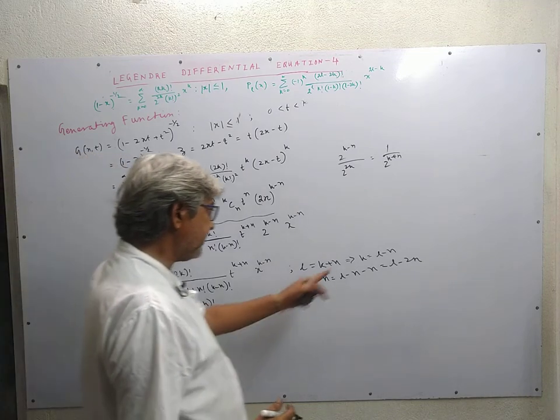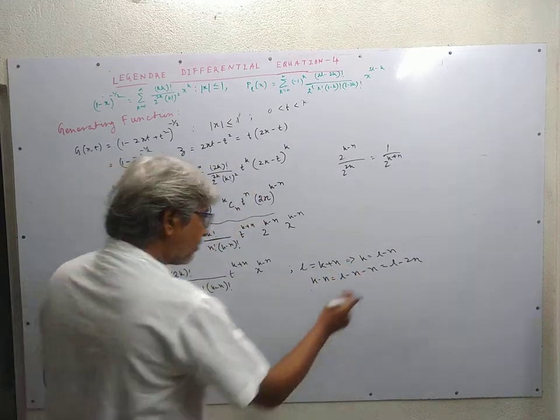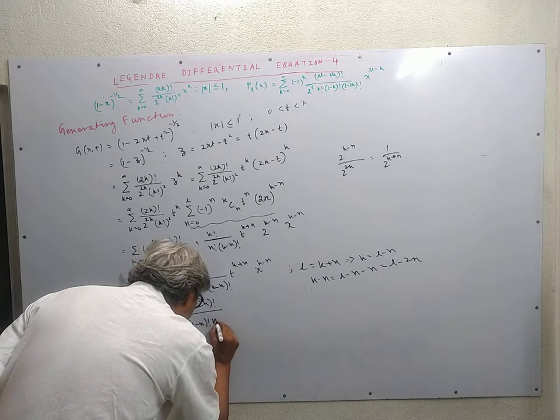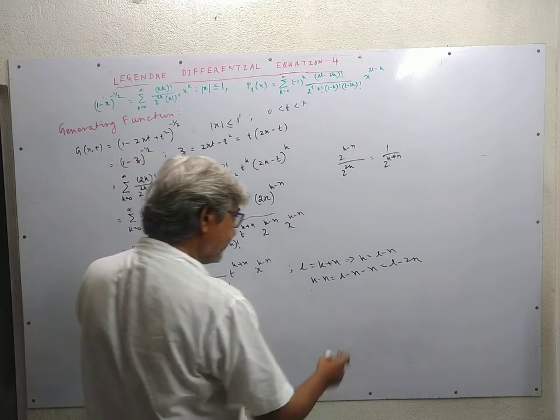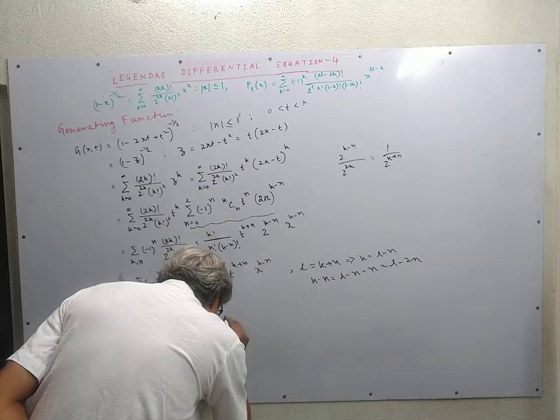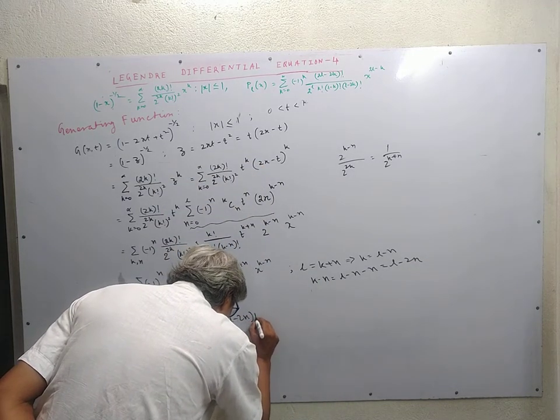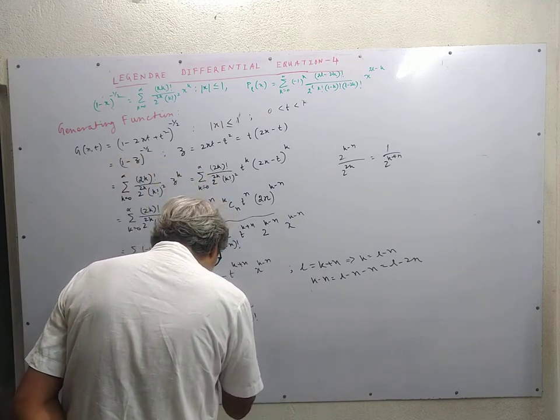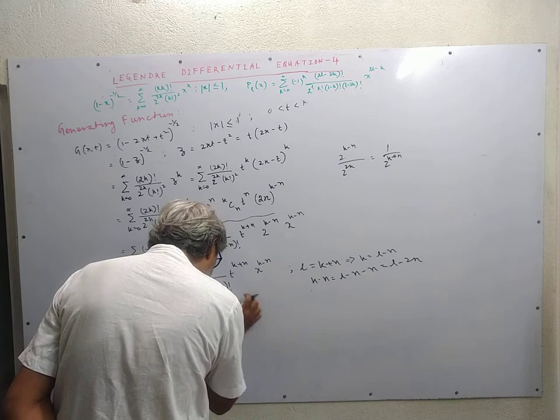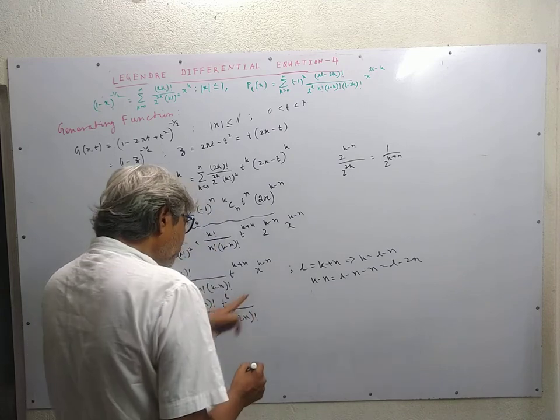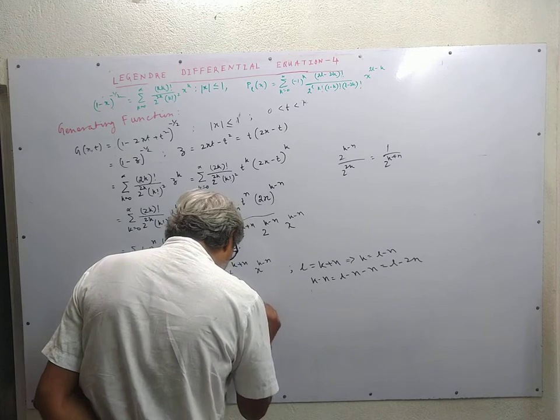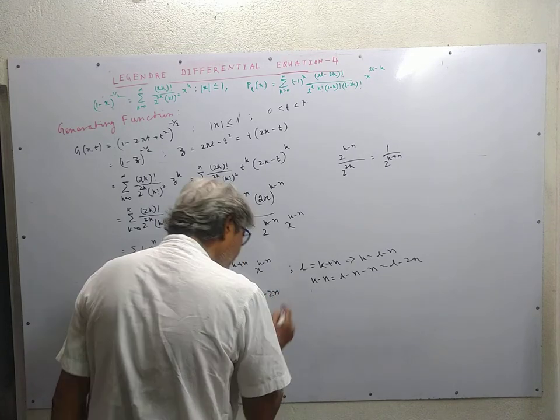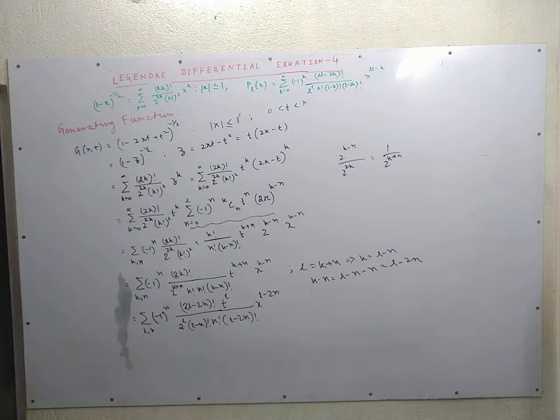So this is 2 to the power simply L. K factorial means L minus n factorial, n factorial, and k minus n is L minus 2n factorial, and then t to the power n, t to the power L, and 2x to the power L minus 2n. So this is the simplified version.